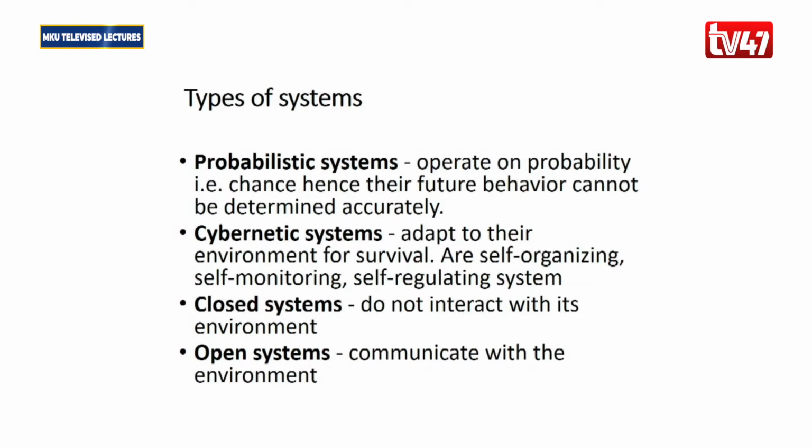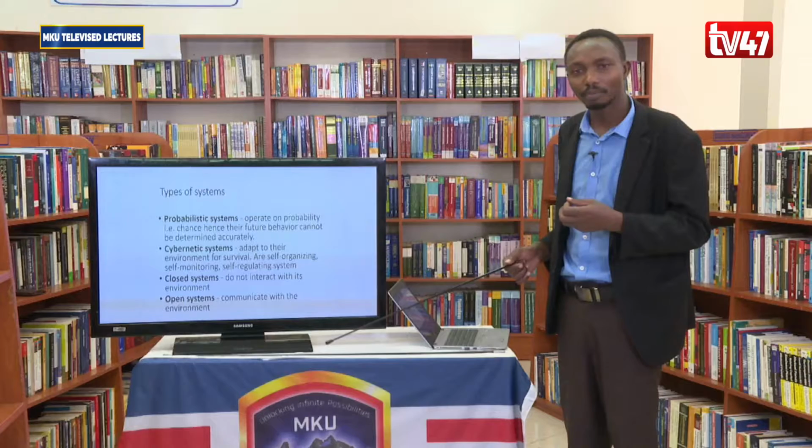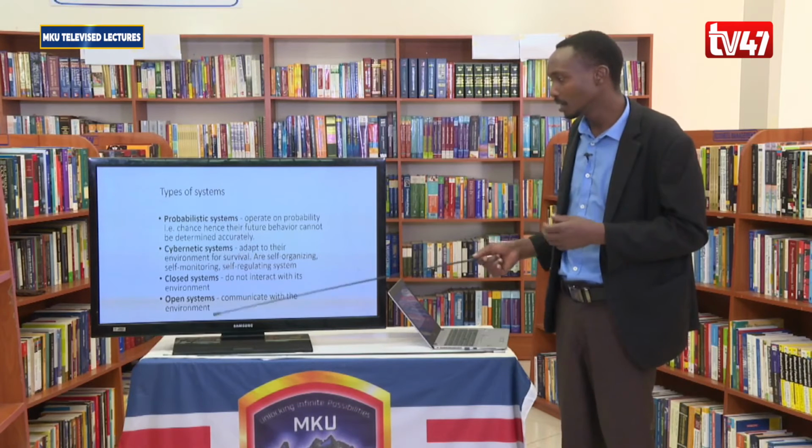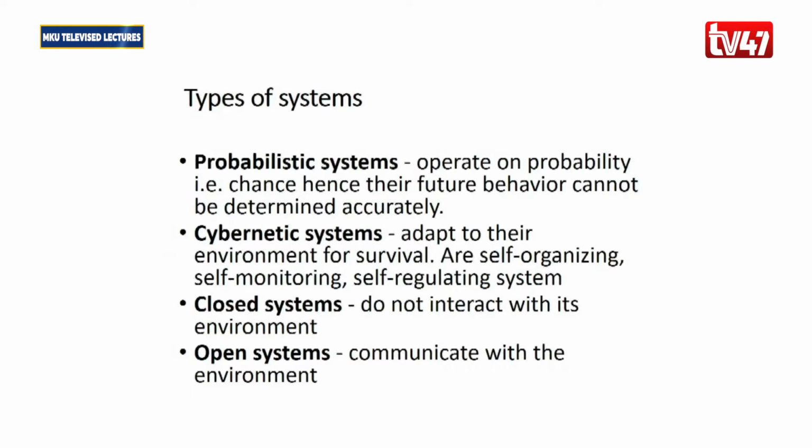We also have closed systems, systems that do not interact with the environment. Such a system may not get inputs from the environment, and it may not give output to the underlying environment. It is a closed system. It does not interact with its environment in relation to inputs and outputs.